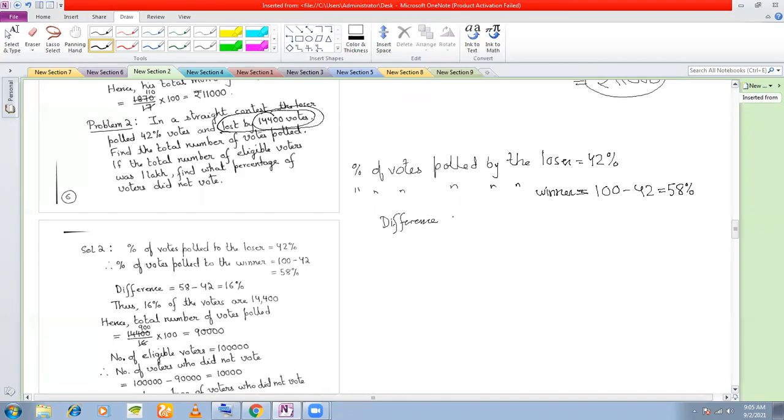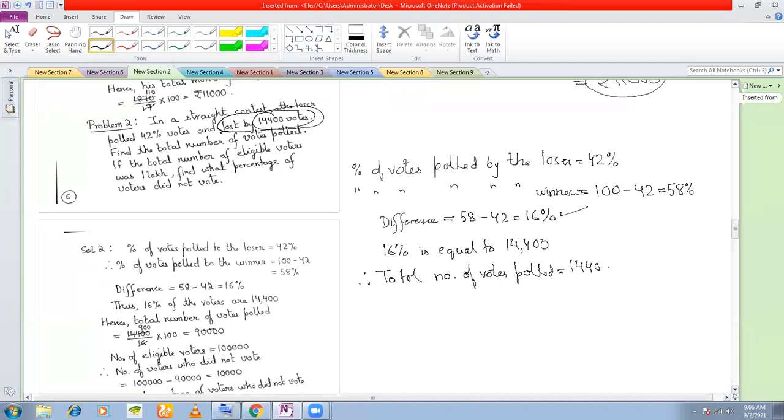Difference of votes in percentage terms, it is 16%. Now, it is said that the loser lost by 14,400 votes, or the winner won by 14,400 more. And the loser has lost by 16% votes. That means 16% is equal to 14,400, right? So therefore, total number of votes polled is 14,400 divided by 16 into 100. This is the total number of votes polled.